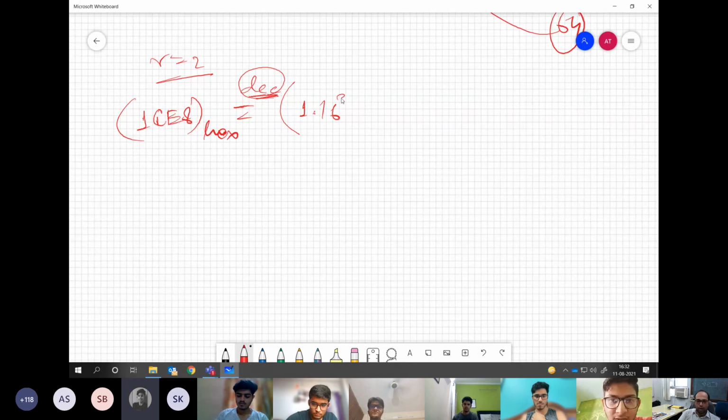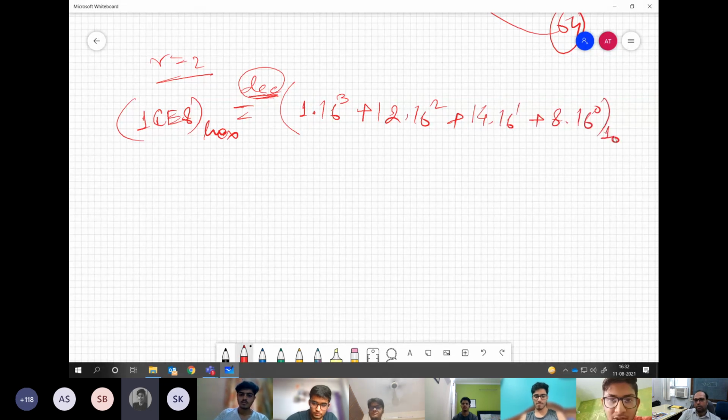3. Plus what is next? 12 into 16 to power 2, 12 into 16 square, plus 14 into 16 to power 1, plus 8 into 16 to power 0. What's the number? 7400. Good.